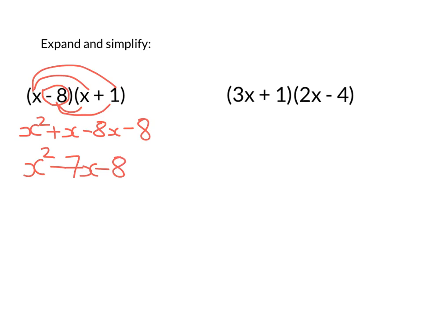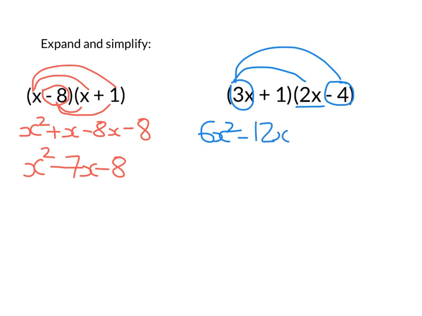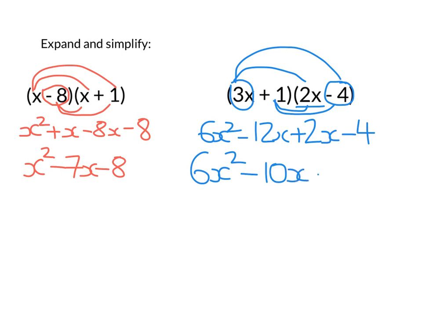Okay, let's try the second example on this page. So 3x times 2x is going to give me 6x squared. 3x times negative 4 is going to give me negative 12x. 1 times 2x is 2x. And 1 times negative 4 is negative 4. Let's simplify. We're going to get 6x squared minus 10x minus 4.